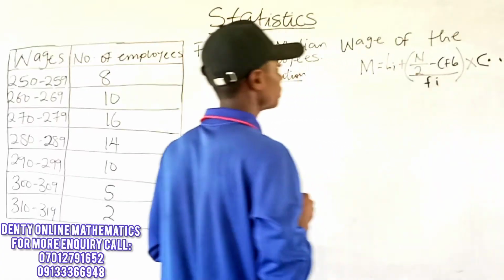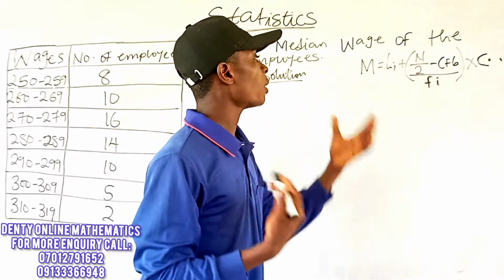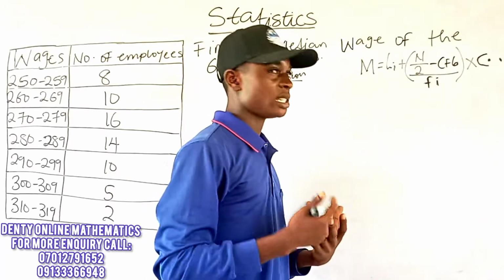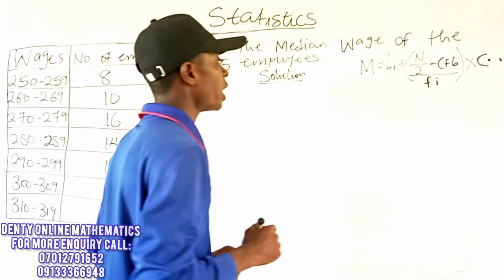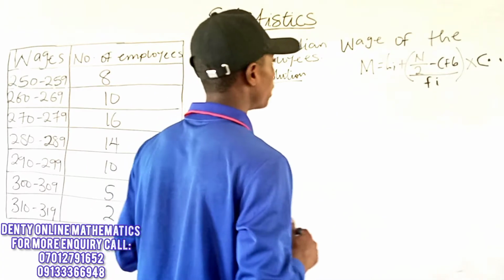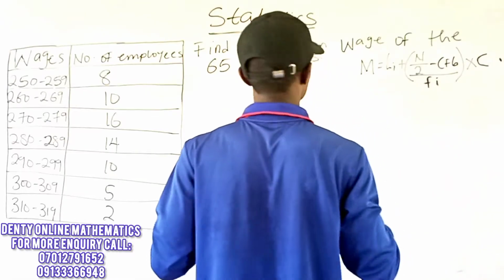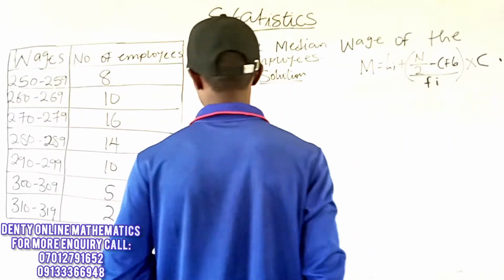Now, you might ask, how are we going to have CFB? How are we going to have L subscript I? How are we going to have F? Yes, it's a good question, but it's very simple. This is what we are going to do. We are going to create a table. The table that we are going to create now is what will guide us to look for all of these things here, and then you can solve it properly.